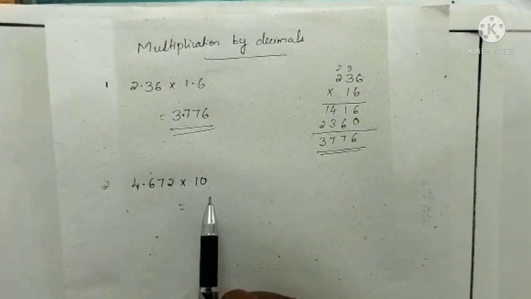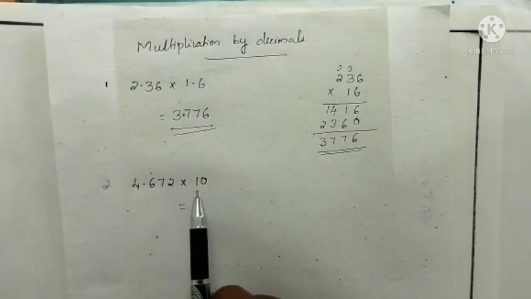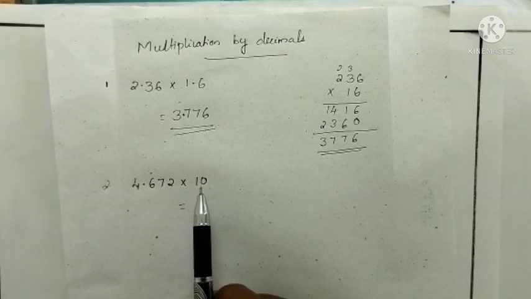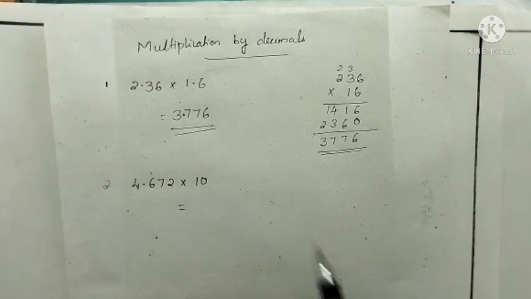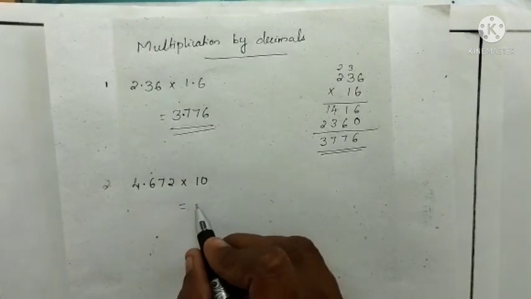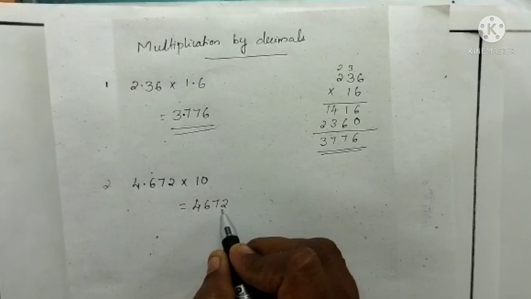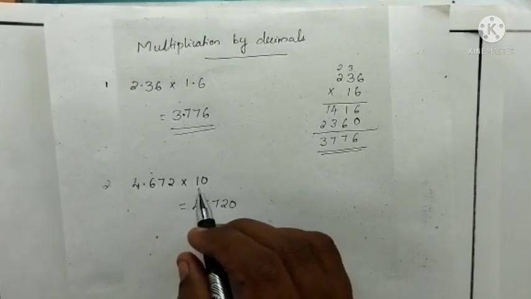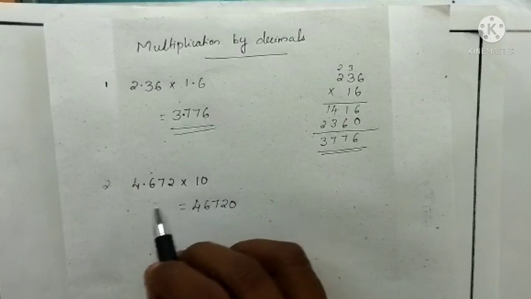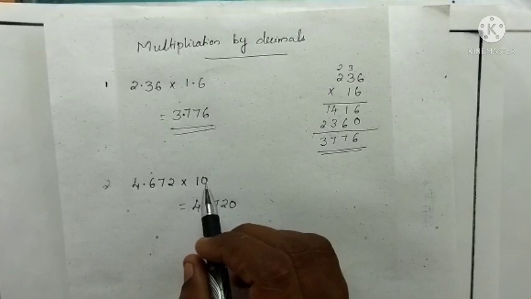Here, no need to do the calculation. We already studied how to multiply by 10, 100, 1000. At that time we put the zeros on the right side of the given number. So, here first we write the number 4, 6, 7, 2, then put 1 zero. That is the product of these two numbers. But here we need to find the product of a decimal number into 10. So, where do we have to put the decimal point?